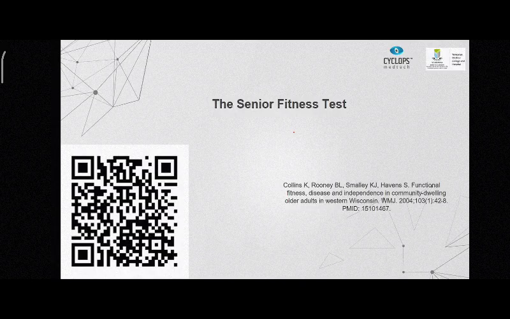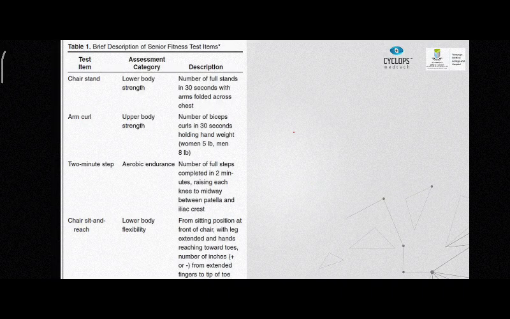Now coming to the last one, the senior fitness test. This is very good, very excellent, very short. You can do this particular thing in, I think, less than 10 minutes. So let us see what the components are.